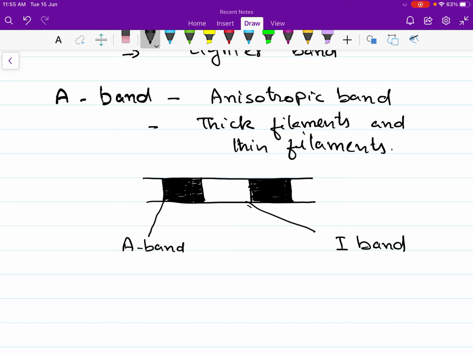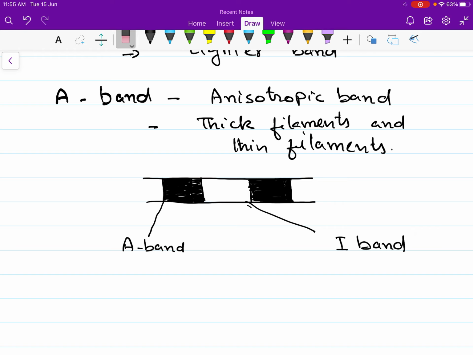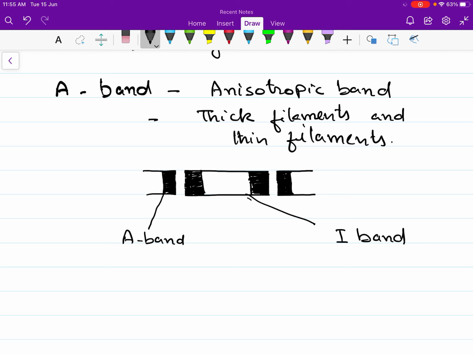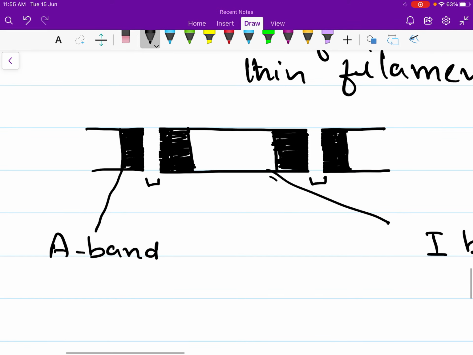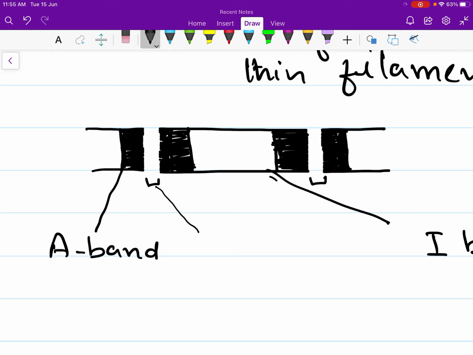Now if we observe, in the middle of each A band is present a lighter region. In the middle of this A band is present a lighter region. That lighter region is called the H zone. Let me zoom it a bit. So here this is called the H zone.